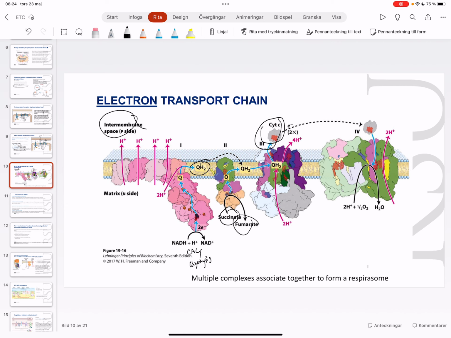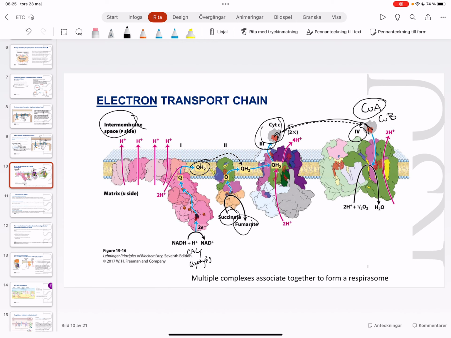Cytochrome C is another electron carrier, but it will only carry one electron at a time. So ubiquinol will donate one electron to cytochrome C, and then cytochrome C will go to complex number 4. In complex number 4, we will have copper A ions and copper B ions.